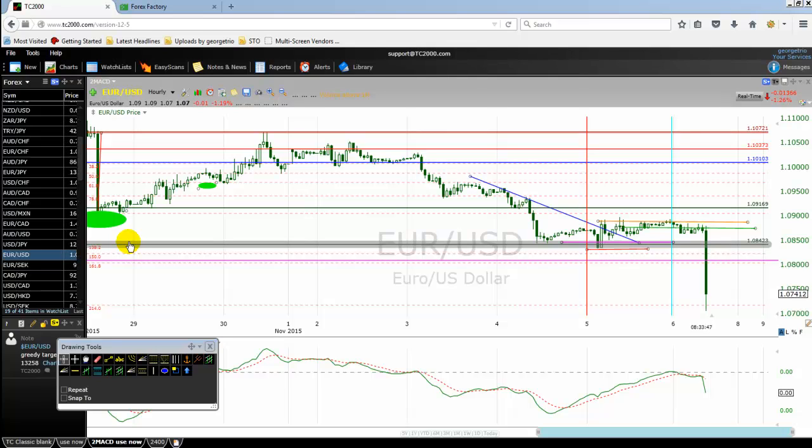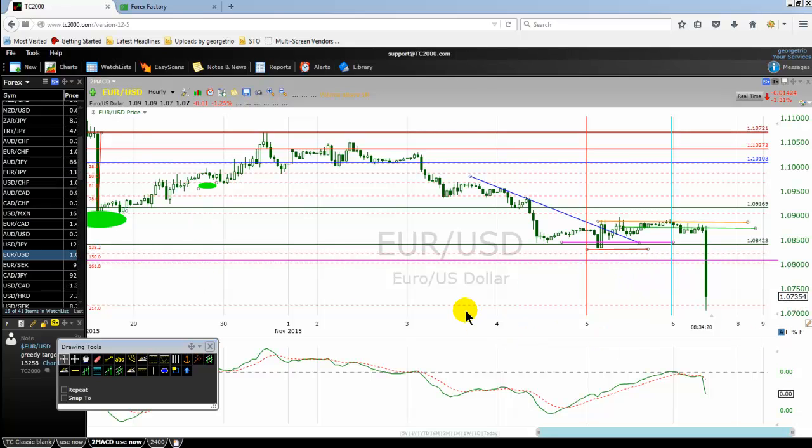Second trade was much better. That's not bad. Second trade, 71 pips. In total, it's not bad at all. 126 pips out of the Australian dollar.